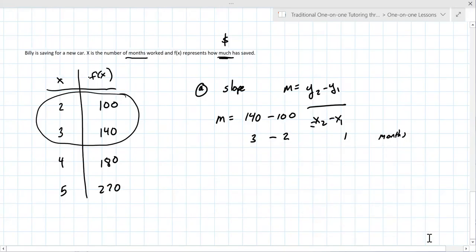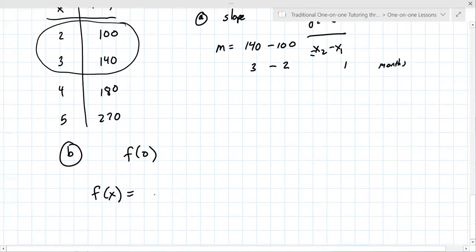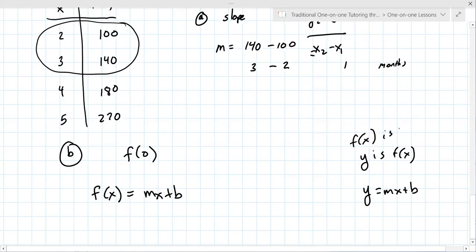So part B, they want f of zero. To do f of zero, you need an equation. You really need f of x. And f of x is mx plus b. Like you're used to y equals mx plus b, but f of x is the same as y. Y is f of x. F of x is y. They're the same. You can't emphasize enough that they're basically the same.